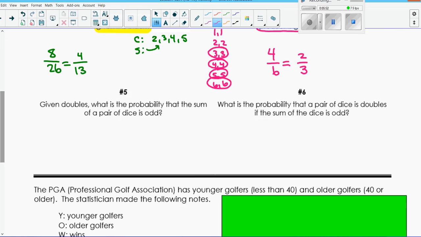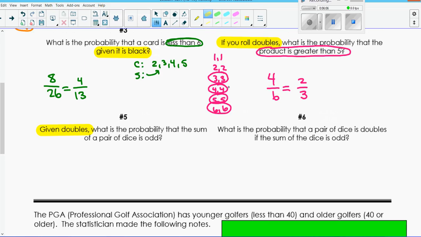So conditional probability is actually pretty nice because now you're not looking at all those 36 outcomes. You're looking at a much smaller subset. All right, given doubles. I'm not going to rewrite them, I'm just going to go back up to this that I have. What is the probability that the sum of a pair of dice is odd? So we're looking at sum is odd.